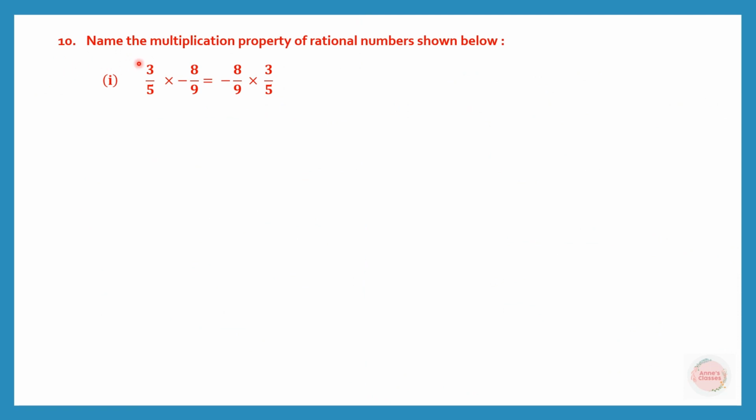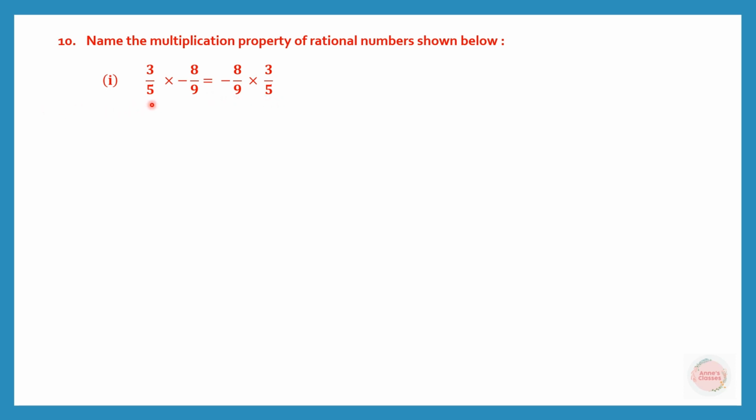Question 10. Name the multiplication property of rational numbers shown below. So we have been given rational numbers. We have to look carefully and identify which multiplication property is shown here. So here we have two rational numbers. There's an equal to sign and there are two more rational numbers.